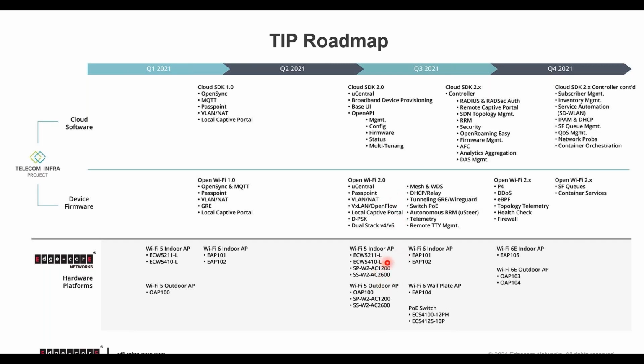And here you can see we contribute Wi-Fi 5, Wi-Fi 6, and also we will continue to contribute Wi-Fi 6 indoor access point EAP104, and also we will do the others like the outdoor or Wi-Fi 6E indoor and outdoor SKU as well. So just let you know, for the Edgecore, we do focus on contributing the advanced hardware platform to make our TIP Wi-Fi product portfolios richer.